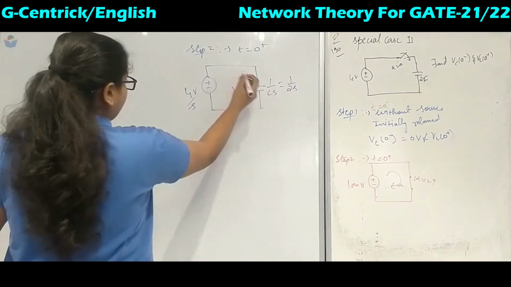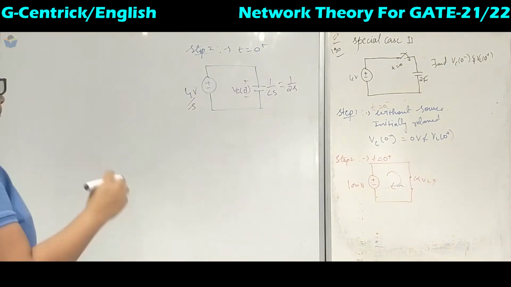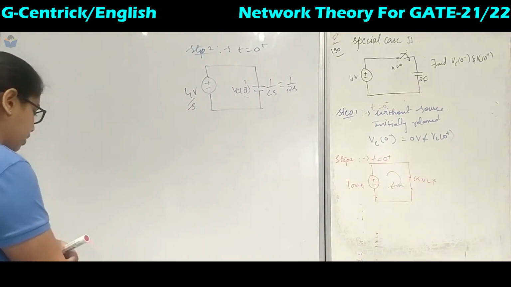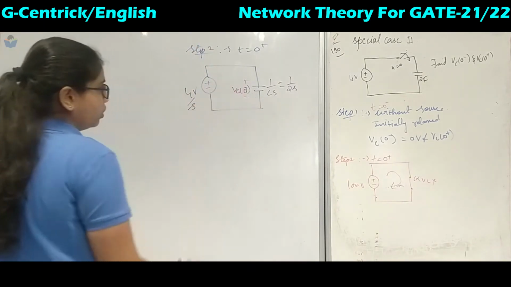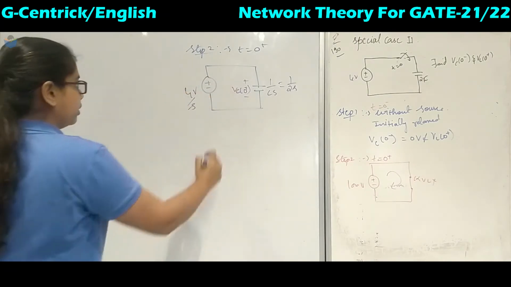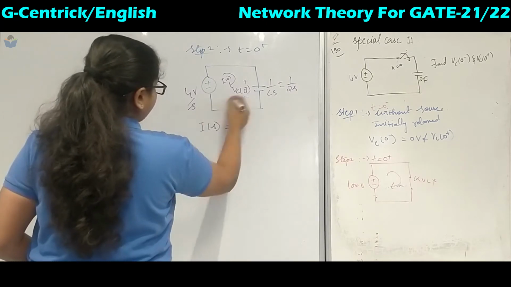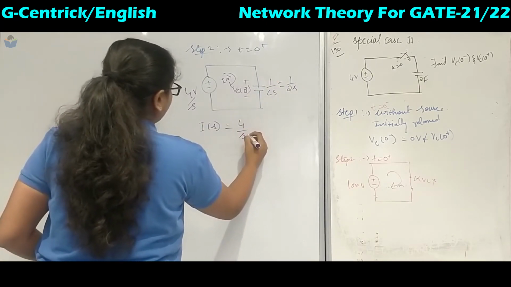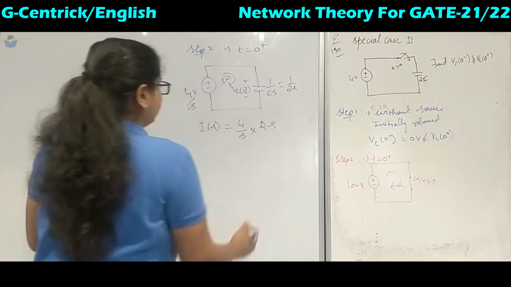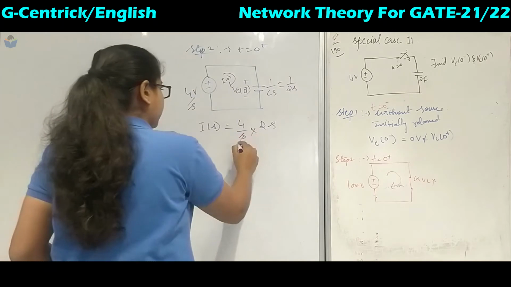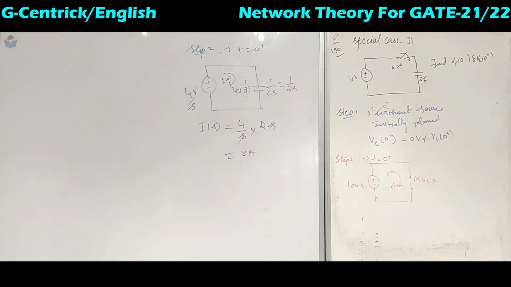Now to find this Vc of 0 plus, we can apply the KVL. So how do we apply the KVL over here? First we have to find the current, then only we can see what is Vc of 0 plus. So in the circuit we have to find I of S. I of S is nothing but 4 volts divided by 1 upon 2s. When it goes to the numerator, it will be 2s. So 4 into 2 is 8 ampere. So this is the current flowing in it.